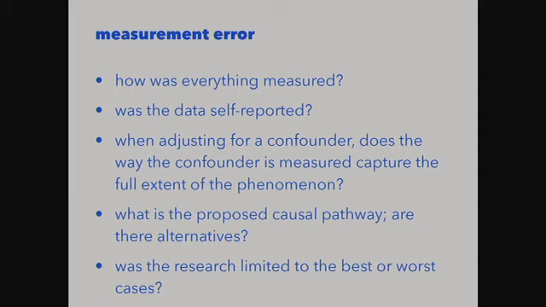Another example of this would be the idea that red meat is bad for you. Based on the evidence we have, yes, consuming red meat every day is kind of bad for you. But people who eat red meat frequently have other bad habits that also cause a lot of those problems. So it's very similar to the alcohol example. What is the proposed causal pathway? Are there any alternatives? So it's the same question you ask about confounding, right? Was the research limited to the best or the worst cases?